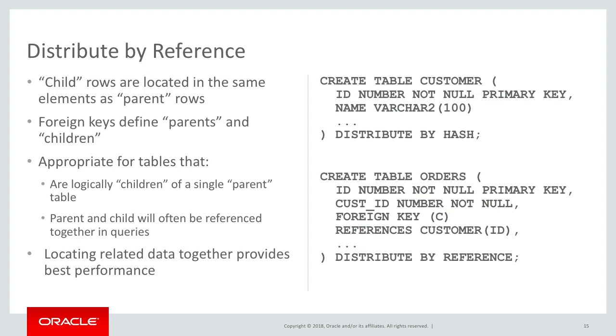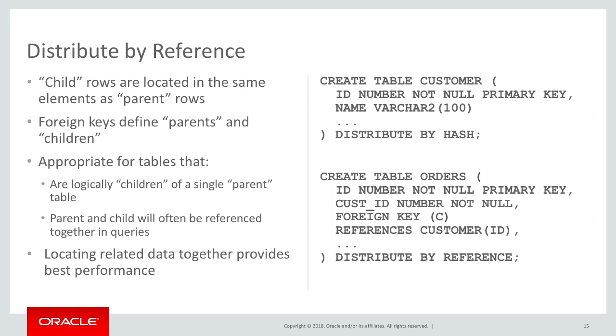The next distribution method we'll talk about is distribute by reference. Distribute by reference is used in parent-child environments. The idea is, suppose you have a parent table like customers, and you have a child table, for example, orders, where every customer places some orders. The customer is the parent and the orders are the children. Distribute by reference allows us to place the orders that were placed by a particular customer on the same element as the customer itself. You can imagine that would be appropriate if you're doing lots of joins between the order table and the customer table.